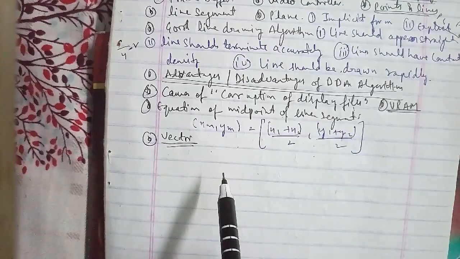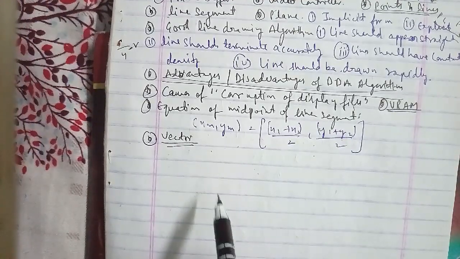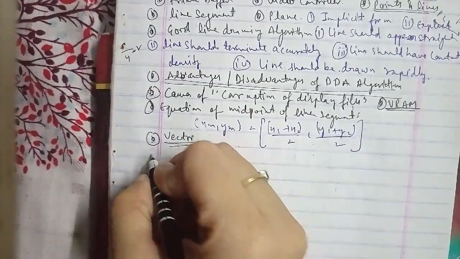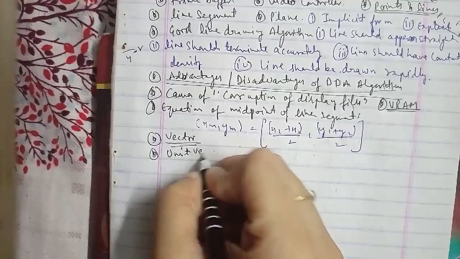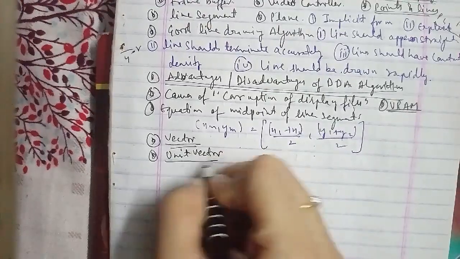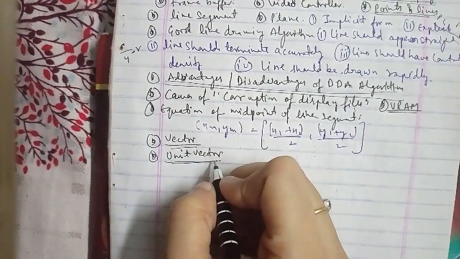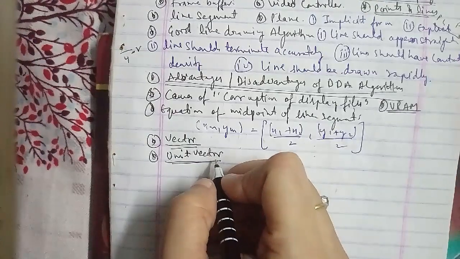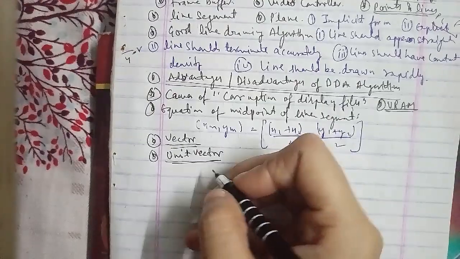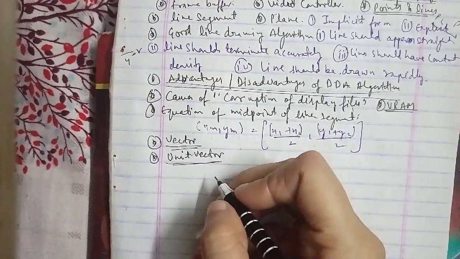The other question that has arisen is: what are unit vectors? When the multiplication of the vector and the reciprocal of its length is equal to 1, such vectors are called unit vectors.